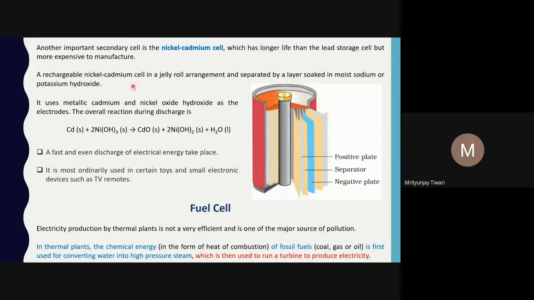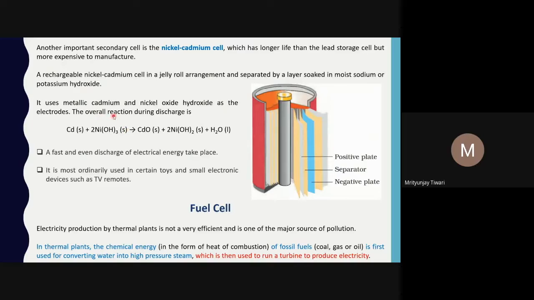A rechargeable nickel cadmium cell is a jelly roll arrangement, separated by a layer soaked in moist sodium or potassium hydroxide. The sodium or potassium hydroxide is used as an electrolyte. The cathode and anode are jellies arranged parallel to each other in rolled form. So you can see here the jelly roll arrangement, separated by a layer soaked in moist sodium or potassium hydroxide.